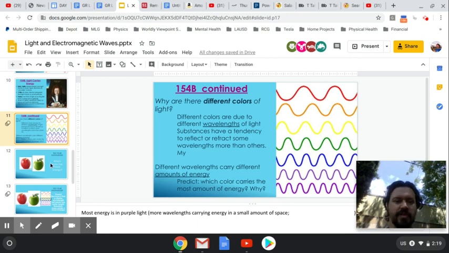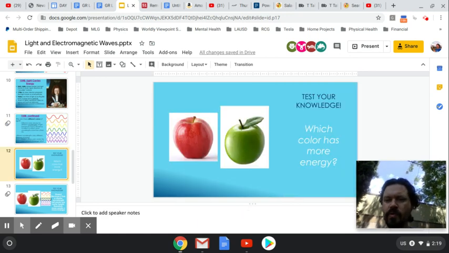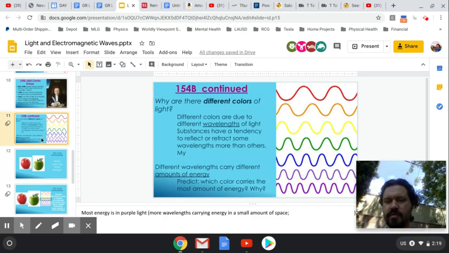So let's take a look here. Which color do you think has more energy? Red or green? Let's look back here. Which of these is going to give more energy? Here we've got an energy boop and another energy boop, and down here we've got boop, boop, boop, boop. Which of those is going to give you more little shocks of energy? Red or green?